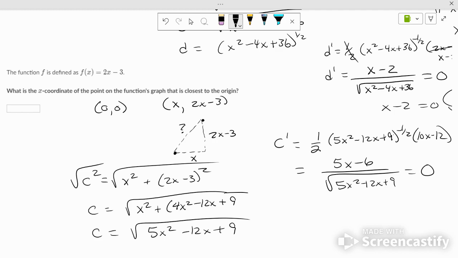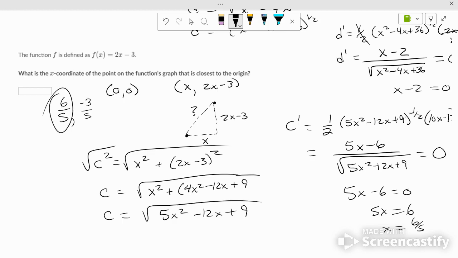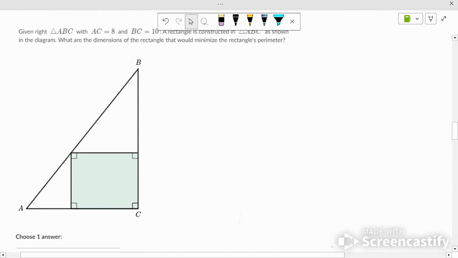Again, the denominator cancels out. 5x minus 6 equals 0. 5x equals 6. X equals 6/5. So 6/5 and 2 times 12/5 minus 15/5 is negative 3/5, I think is where it works out to, but 6/5 is the x-coordinate. All right.